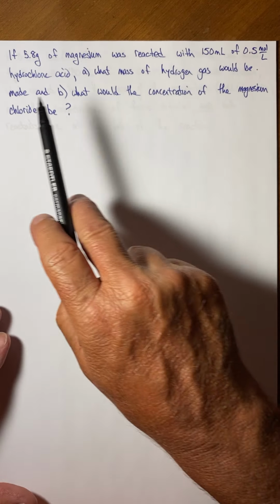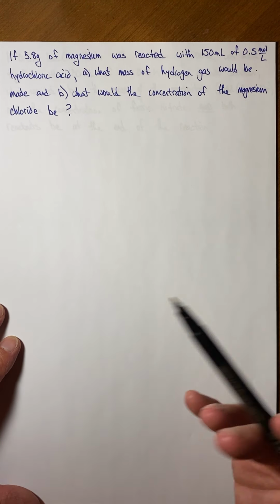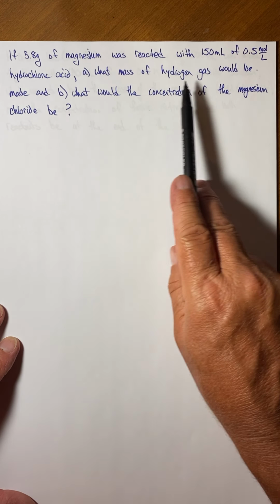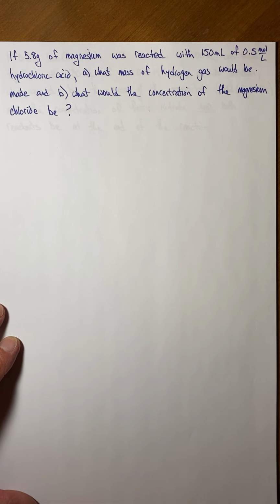All right, so first thing we have to do in any stoich problem is write out the chemical reaction. I'm reading this quickly, and I'm just basically trying to find what's reacting with what. So I know magnesium is going to react with hydrochloric acid. It's going to produce hydrogen gas and magnesium chloride, okay? It's a single displacement reaction.